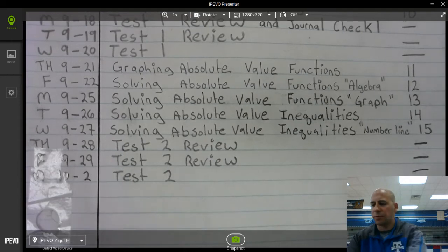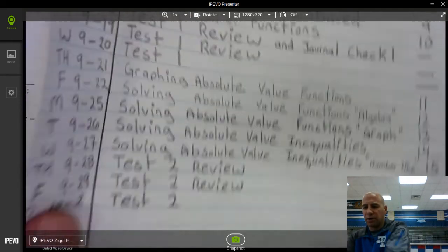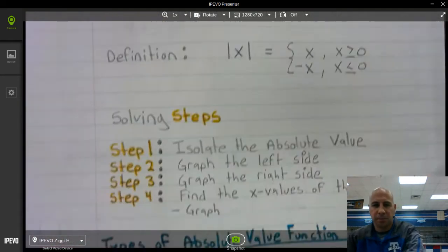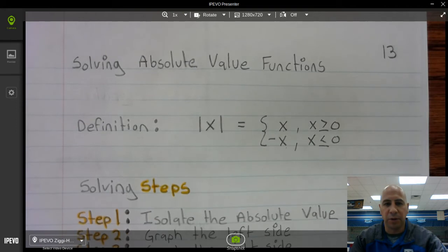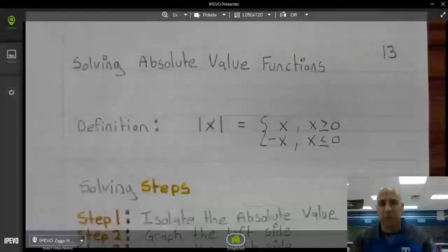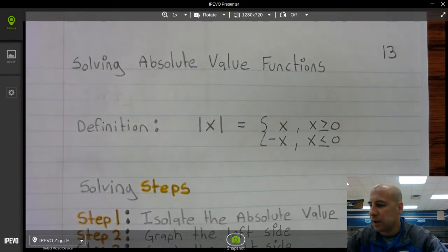All right, with that, let's go ahead and look at our notes. They're on page 13, solving absolute value functions. Let's start by reviewing the definition. The definition of absolute value is x such that x is greater than or equal to 0, and negative x such that x is less than or equal to 0.